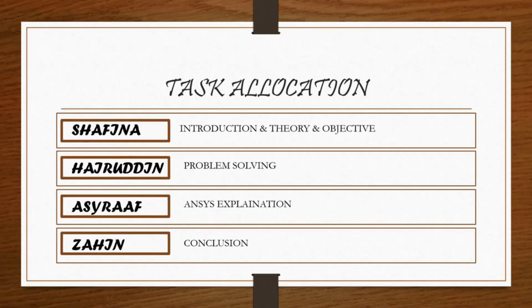Hi, for the task allocation, Shavina is going to explain the introduction and objective. Second, Hairudin will explain the problem solving. Ashraf will do the entities explanation, and last one is Zahin for the conclusion.